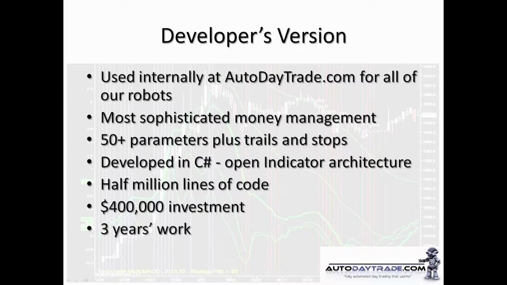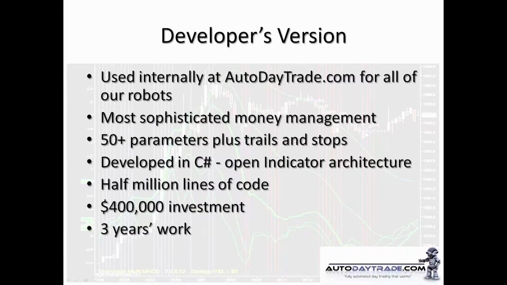The developers version is used internally at AutoDayTrade.com for all of our robots. It has the most sophisticated money management of any trading platform. This we went into in that first webinar on June 24th. So if you want to learn more about money management, please go back there and read up about it. There are 50 plus parameters, plus trails and stops, depending on how you configure your robot. If you're a trader, you already know most of the parameters that work for you, so it's not that daunting a task. We do not release the settings for our own robots, but each parameter has a usable default value, so you can start to work on your robot with something.